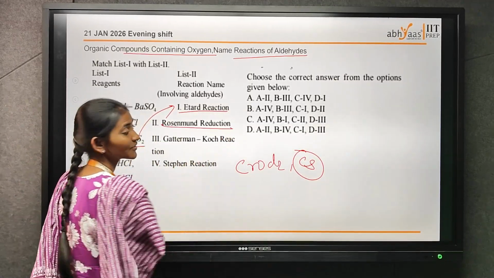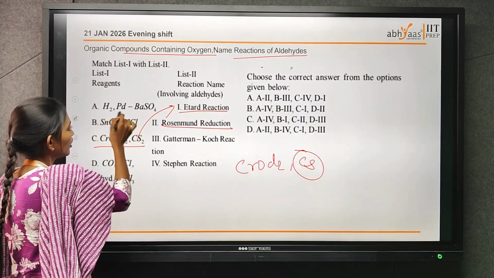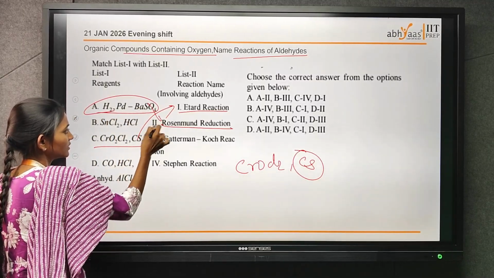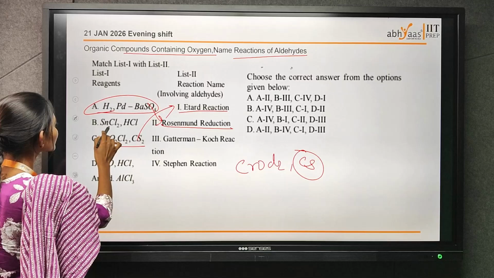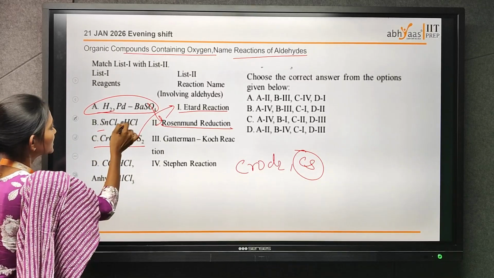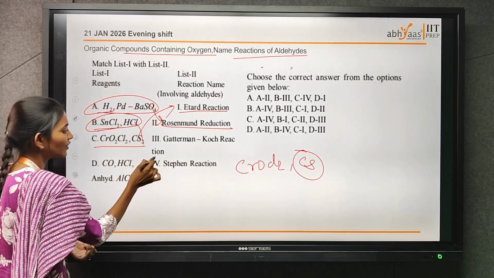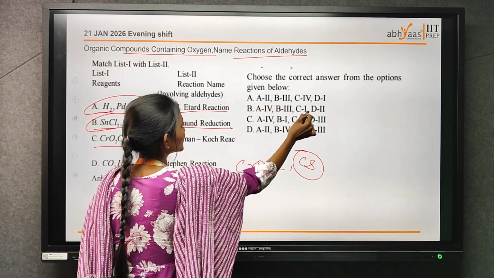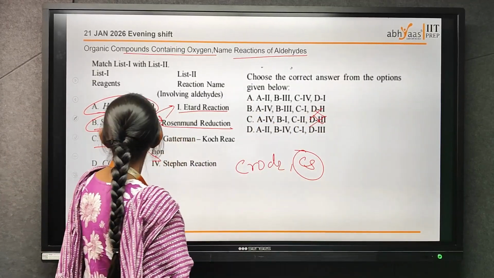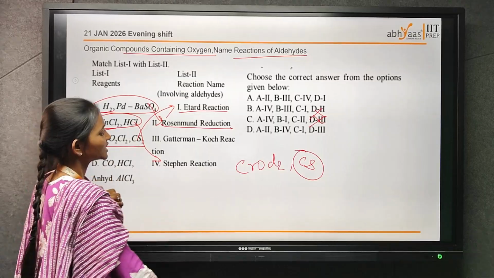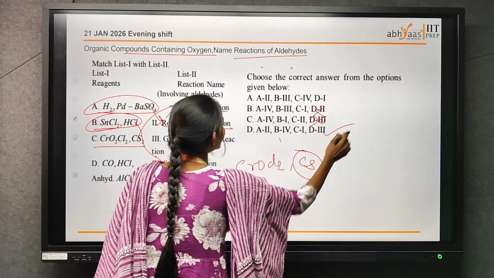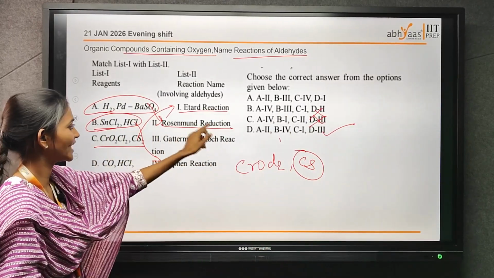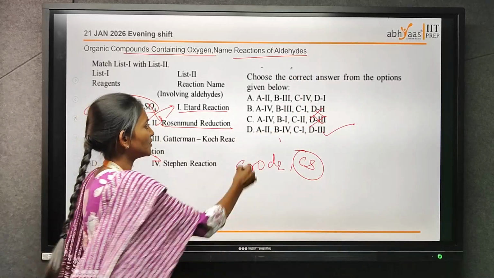And Rosenmund reduction means Pd or barium sulfate and H2, right? And coming to Stephen's reduction, SnCl2 will be for the Stephen reaction. A will be 2, right? We have 2 options, so it is eliminated. And B will be Stephen's reduction, which is B4. So the option will be D, because C will be what, Nana? The Etard reaction. Here you have it. So the option will be D.